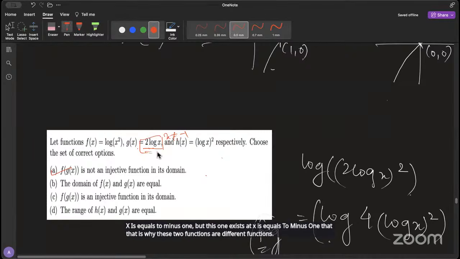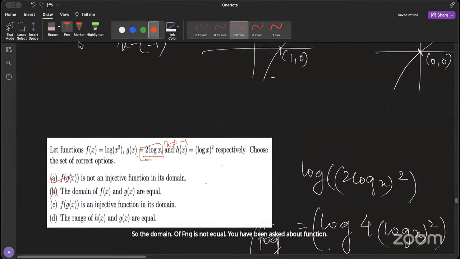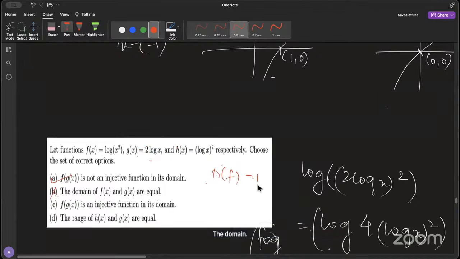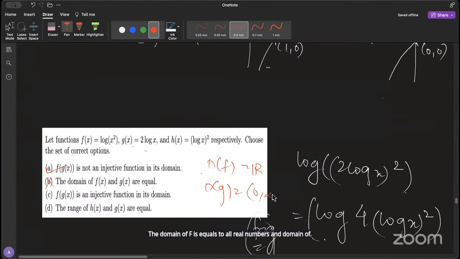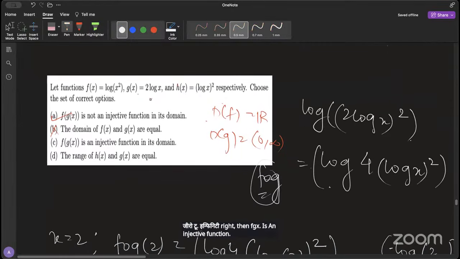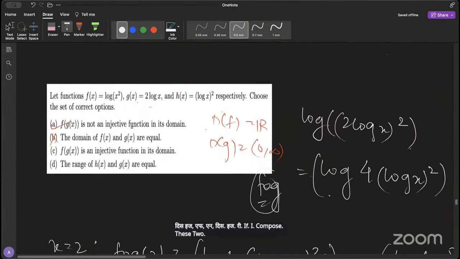These functions are also considered different because the domain of these is also different. So the domain of f and g is not equal. The domain of f is all real numbers and the domain of g is 0 to infinity, right? Then fgx is an injective function. This is f and this is g. If I compose these two functions, we've already seen that it's not an injective function on its domain. This has to be incorrect, right? We have tested this in the first option.